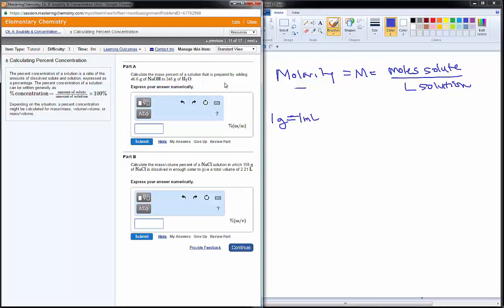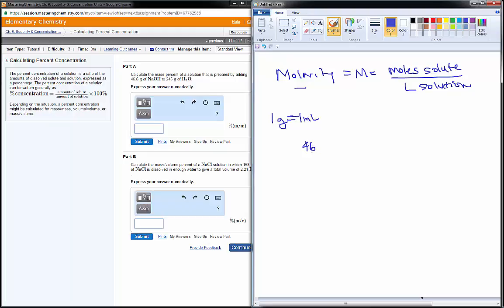So in this case, if I've got 46.6 grams of sodium hydroxide, that's my solute, divided by the solution, which contains both the solute and the solvent. So that is 46.6 grams plus 245 grams. That's the total mass of the solution. Then we're going to multiply that by 100%.